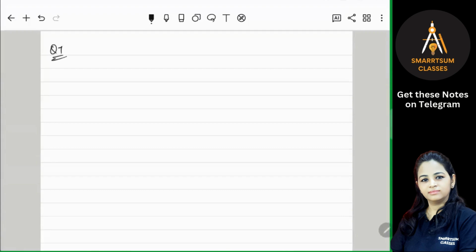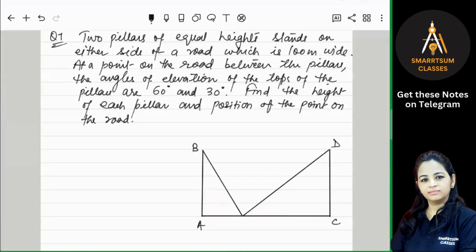Question number 7. Now look at this next question. Two pillars of equal heights. Okay. So we have taken here two pillars, AB and CD. These are the two pillars of equal heights, standing on either side of a road. Okay. So suppose this is the road. AC is the road, and they are standing on either side of the road, which is 100 meters wide.